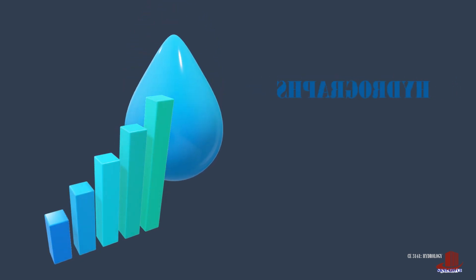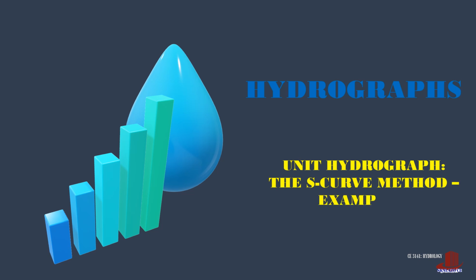The S-hydrograph is used in order to derive a unit hydrograph with a different duration. Check the basics of this method here in hydrology.